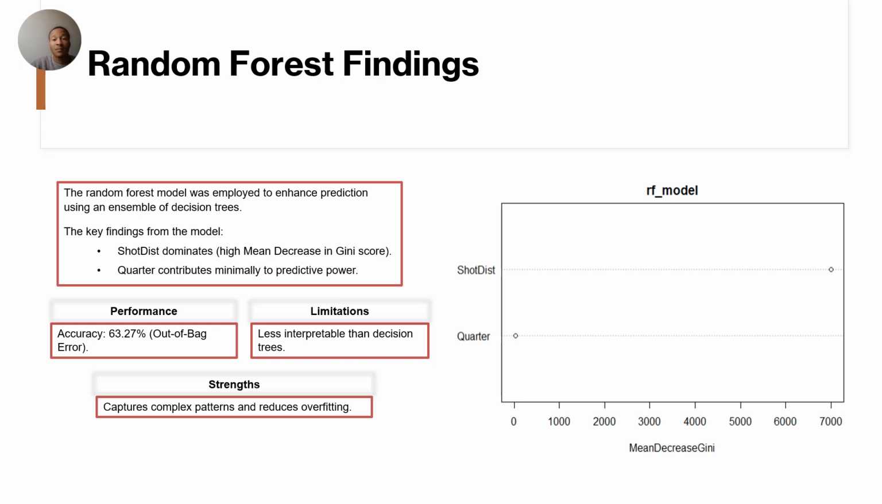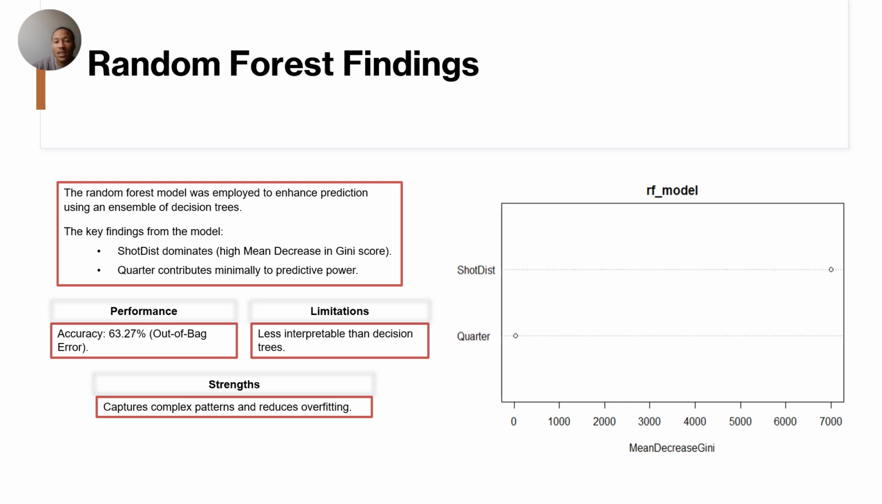The random forest model builds on the decision trees by using the ensemble approach. So this enhances prediction accuracy and reduces the risk of overfitting by averaging across multiple trees. From the model, I observed that shot distance is the most significant predictor, as indicated by its high mean decrease in Gini score. This reinforces its critical role in determining the shot outcomes. The quarter variable contributes minimally to predictive power, which suggests that game phase has less influence on the outcome compared to shot distance.